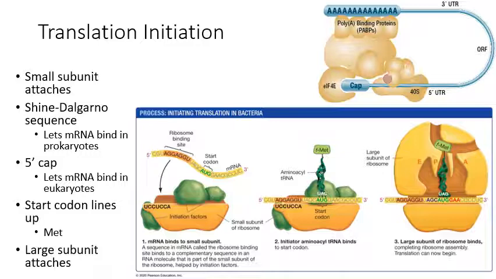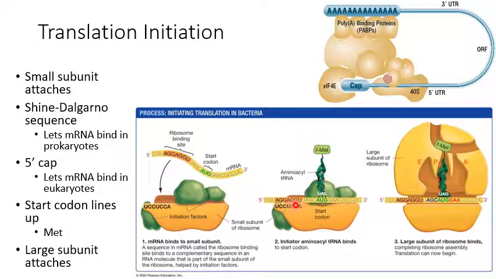So here's translation initiation. The first thing that happens is that your small subunit is going to bind ultimately to the mRNA. So here's your small subunit and the mRNA. You'll also have some other proteins come in, the initiation factors, to help the mRNA bind to the small subunit. If we're talking about a prokaryote like a bacteria, then you have a special region on the mRNA called the Shine-Dalgarno sequence, where the ribosome will actually be binding. If we're talking about a eukaryote, the ribosome is going to grab the 5' cap and the poly A tail.